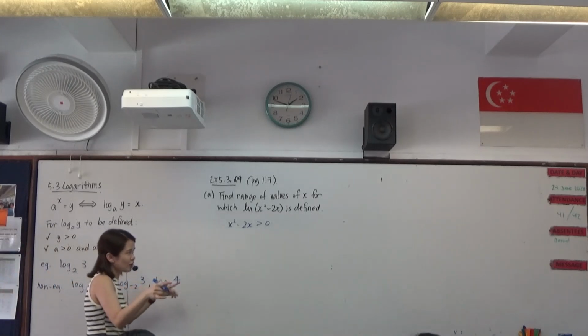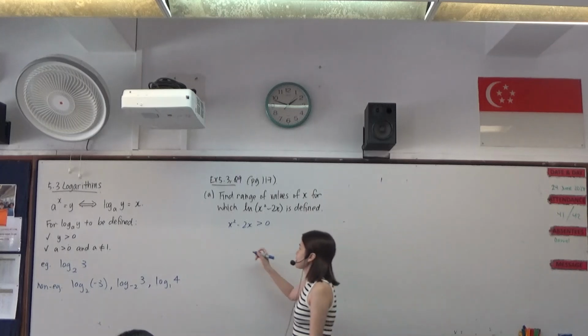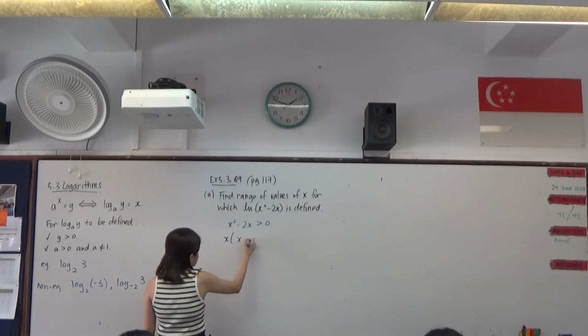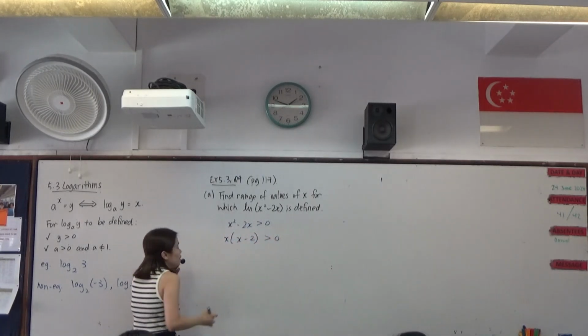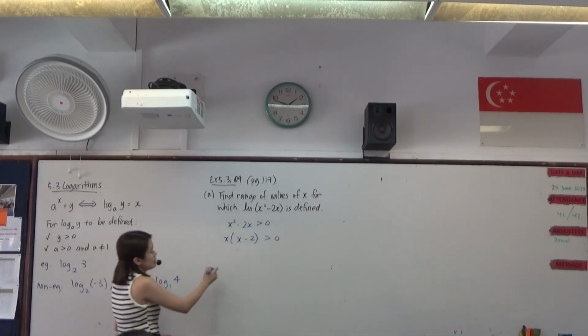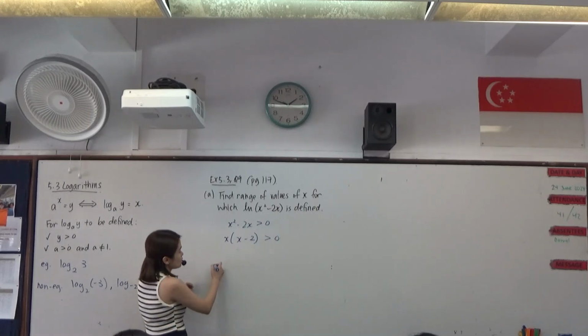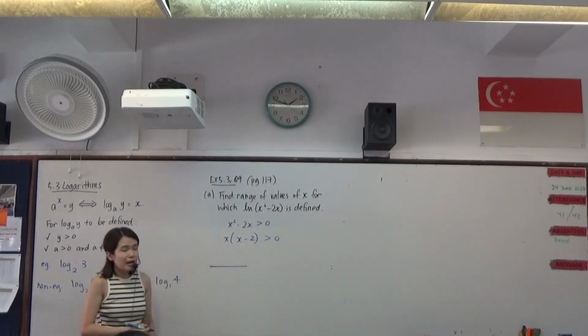Before we start drawing your graph, what do we need to do first? We need to factorize now. So in this case, it's an easy factorization. We observe a common factor of x, so x times x minus 2. You cannot say x more than 0, otherwise x minus 2 more than 0. That's not true. You need to refer to the graph.